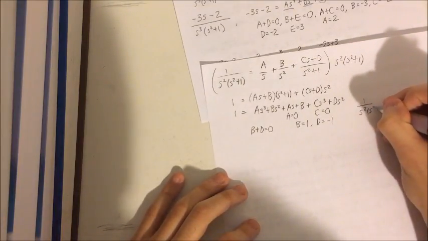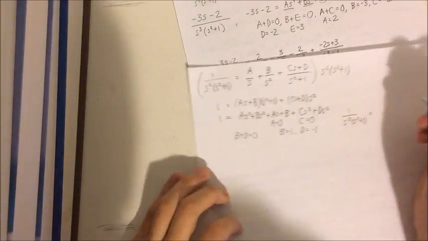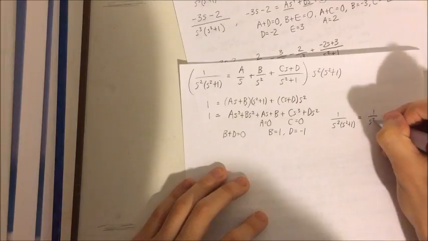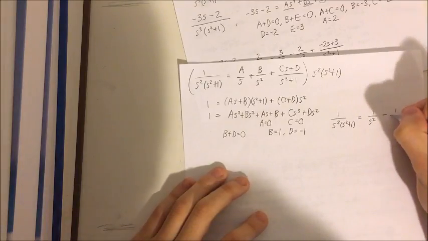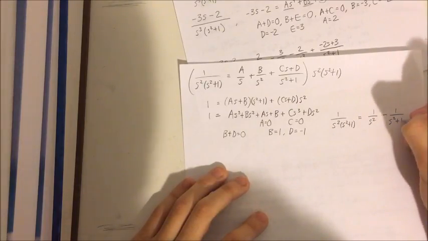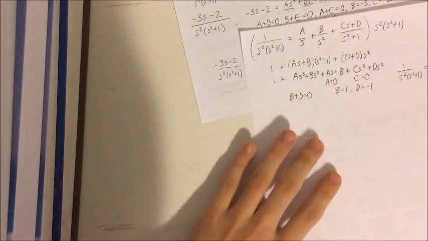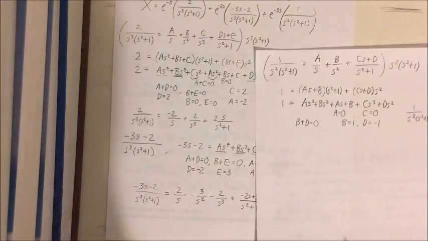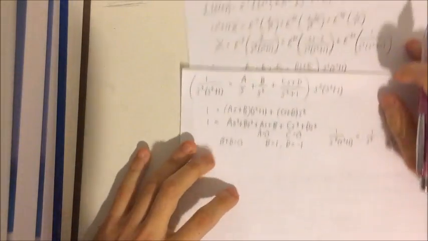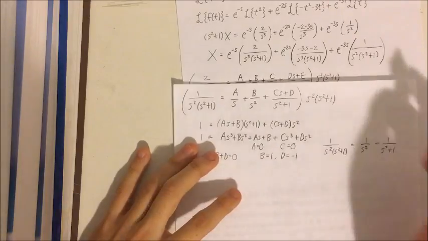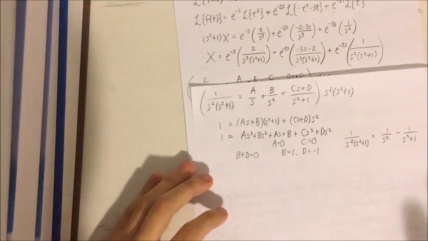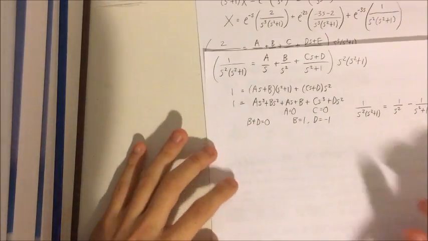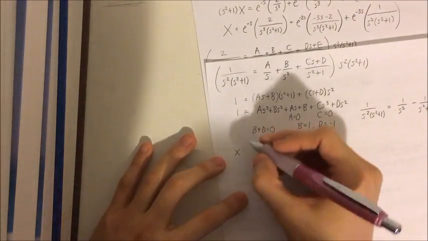That means 1 over s squared times s squared plus 1 is equal to 1 over s squared minus 1 over s squared plus 1. So now we have everything we need in order to proceed with our inverse Laplace transform. We're going to work off what we had over here. We take the inverse Laplace transform of both sides to get the solution we wanted, which is the function x of t.